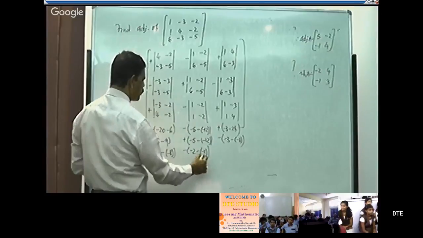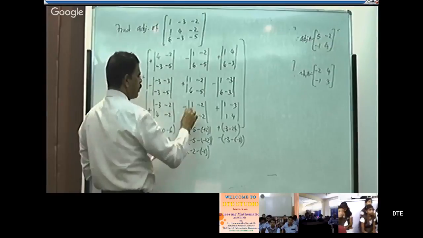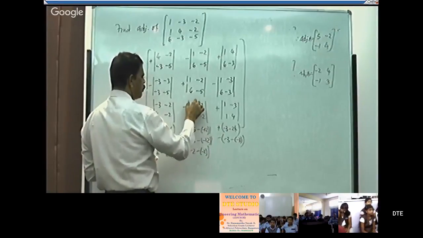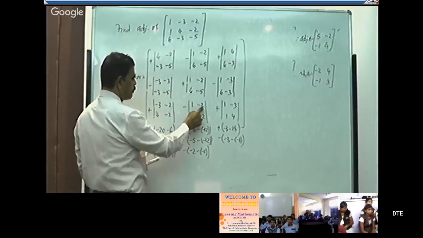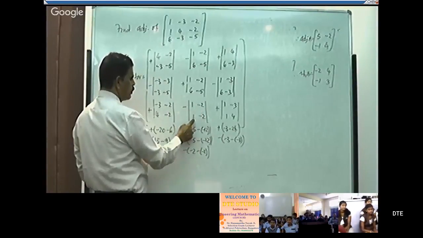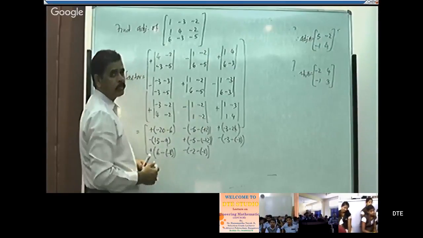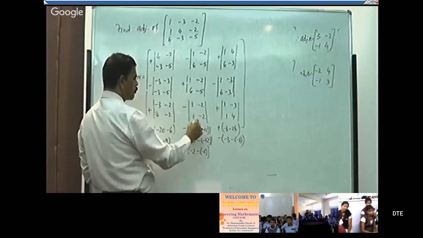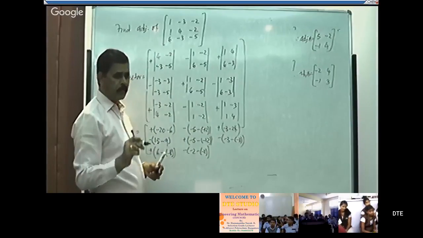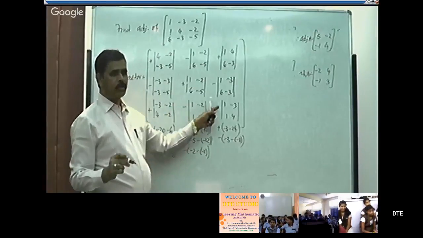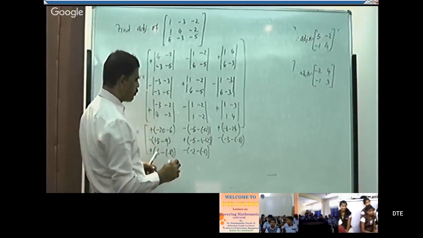See, its value becomes 0. Please remember, in any determinant, if any two rows or two columns are identical, its value is always 0. See, the first row is 2, 1, minus 2. The second row is also 1, minus 2. Therefore, its value will always become 0. In any square matrix, whether it is 2 cross 2, 3 cross 3 or 4 cross 4, if any two rows or two columns are identical, then its value is always 0.